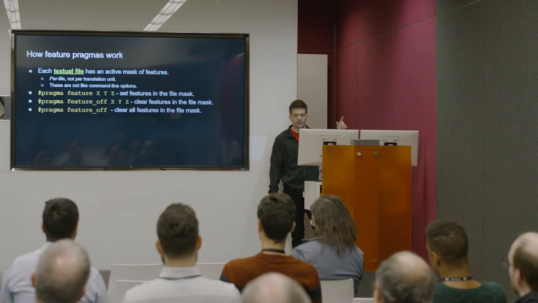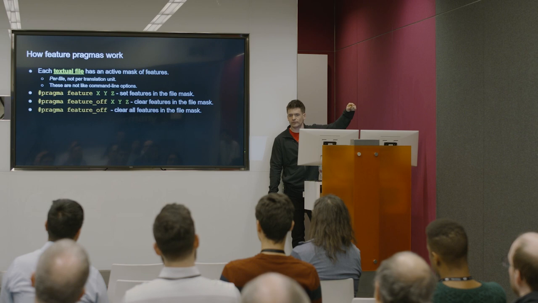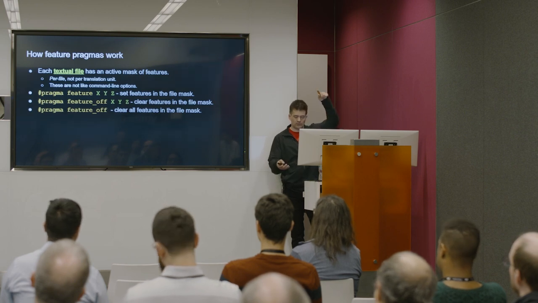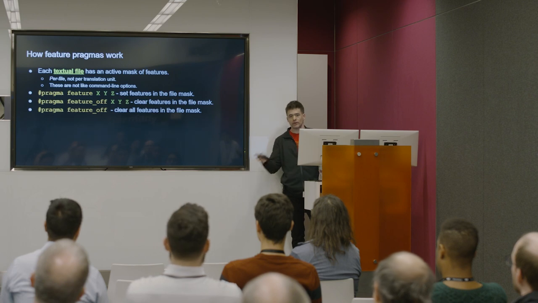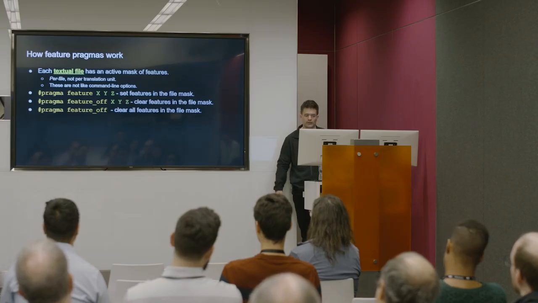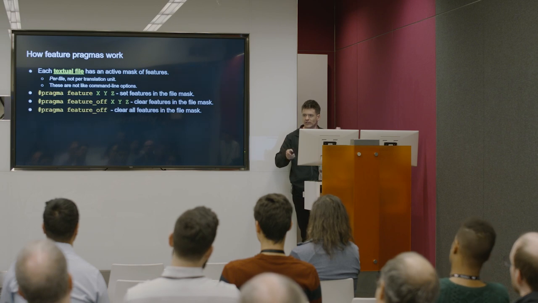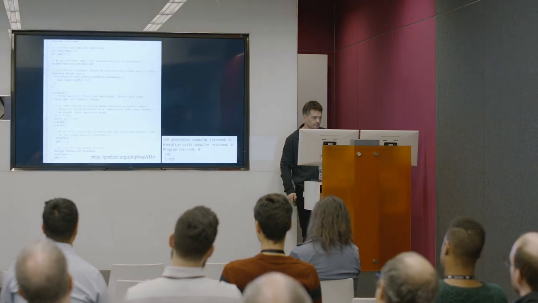these affect the translation unit only within the file. So if I have a pragma feature interface, now everything below that in that file subscribes to the interface feature. But when I get to another file in the same translation unit, no more. It's now that other file's responsibility to set its own features. So there's a per file active mask of features. And these two directives, pragma feature and pragma feature off, twiddle the features in the active mask only for that file.